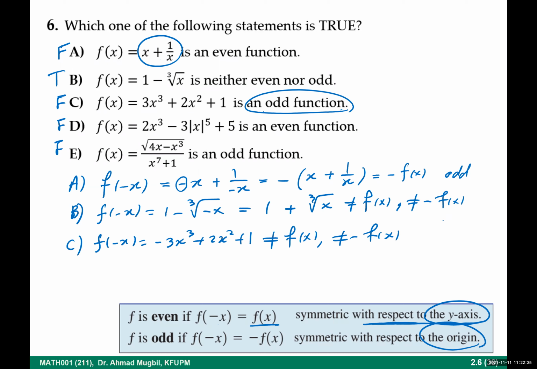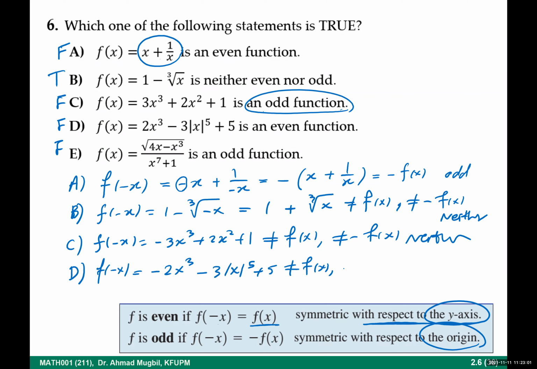This one is neither. The D is what? Again, if you replace x by negative x, what you will get? Negative x to the power 3, because x will multiply by itself 3 times. This will be negative 3x plus, again, the absolute value of negative x is the absolute value of x, plus 5. Again, this is not the function, not the negative of the function. So it is also what?